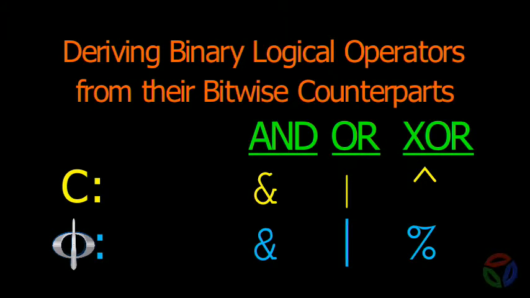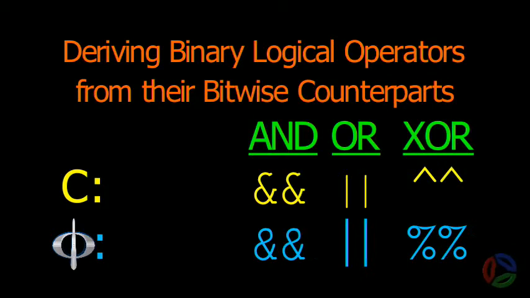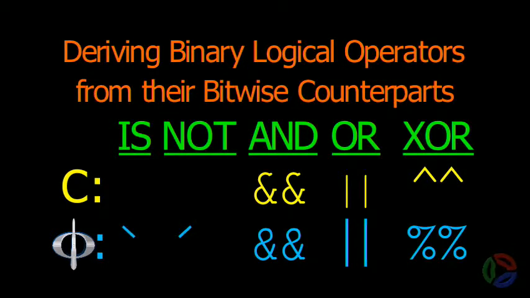The rule that is used to write a binary logical Boolean operator is the same in C and phi. The AND, OR, and XOR logical operators are made by doubling the bitwise symbol. Phi extends this rule to the unary Boolean operators that were introduced in the lecture on the bitwise Boolean operators.